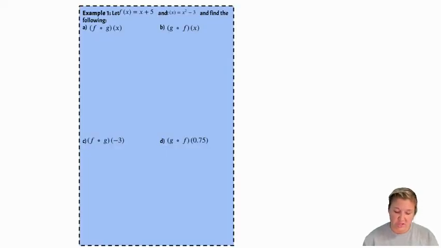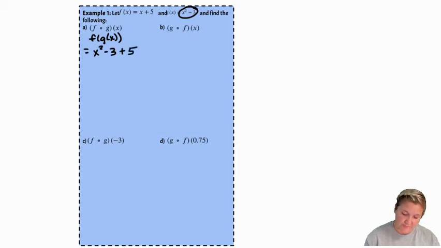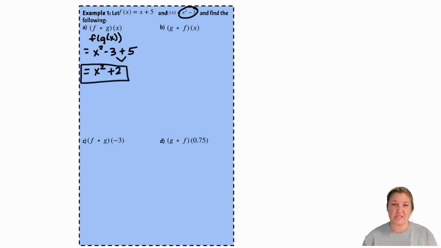So f composed of g of x is going to be f of g of x. f is x plus 5, so anywhere I see x, I'm going to replace it with x squared minus 3. So I have x squared minus 3 and then plus 5. This one's pretty easy. Then I'm just going to simplify there, and I get x squared plus 2. So x squared plus 2 is f composed of g. Now, that is really nice. You are welcome there, because the next one's not so nice.